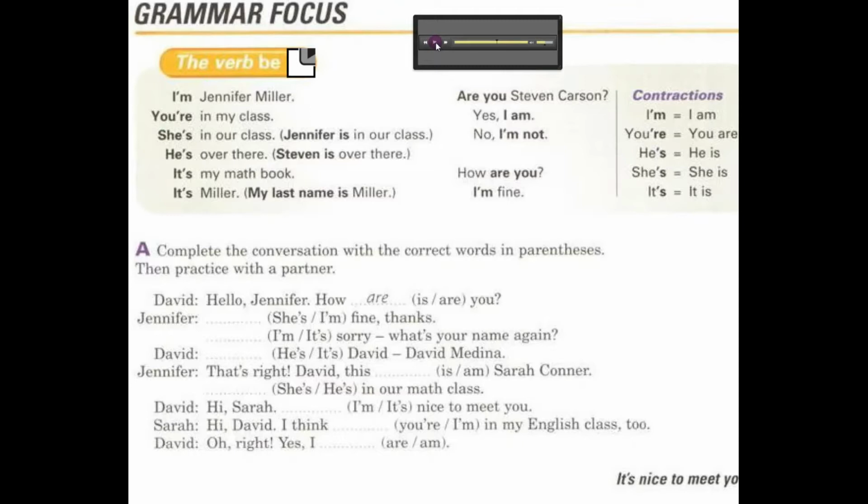How are you? Now, this question is not a yes or no question, but a WH question. "How are you?" This is one of the WH questions. This question is not yes or no. You have to give an explanation. "How are you?" "I'm fine."